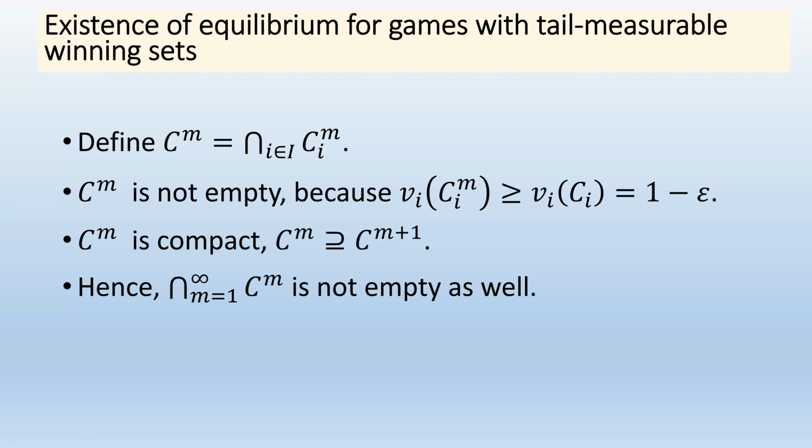So this is the existence of equilibrium for games with tail measurable winning sets. Now we move forward. Unless you have questions, again, please feel free. Yeah, I have a question. Is this not subgame perfect, right?